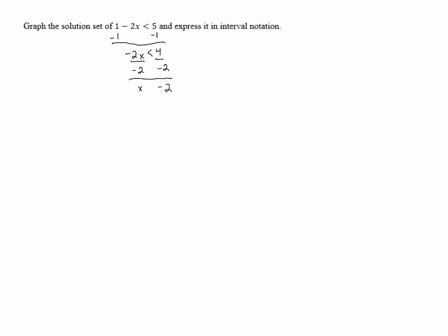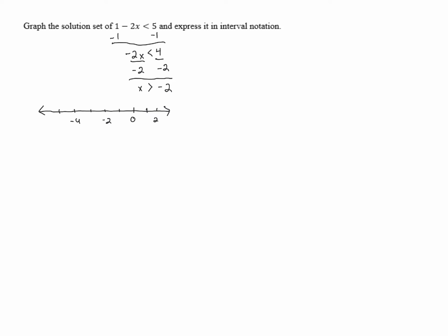At this point, do we need to flip the inequality symbol after we divided both sides by negative 2? Yes, whenever we divide both sides of an inequality by a negative number, we need to flip the inequality symbol. So in this case, we get x is greater than negative 2. And at this point, we have solved for x, so we're ready to graph the solution set.